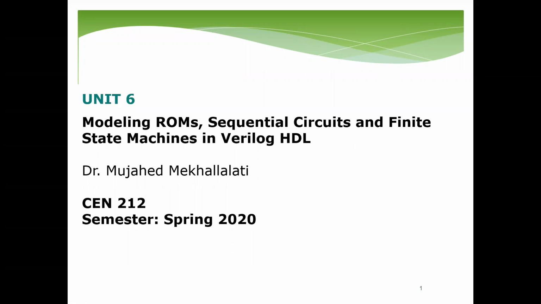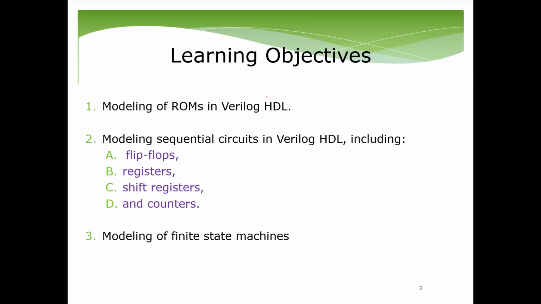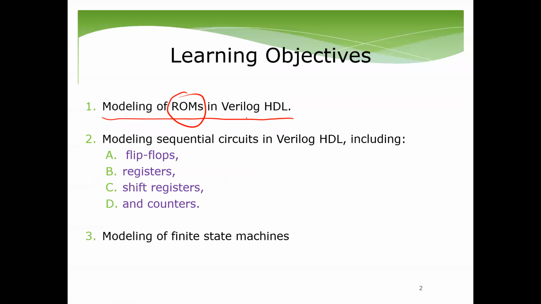Today we will start the last unit of this course, which is Unit 6. In Unit 6, we will cover three topics. First one is modeling of ROMs in Verilog HDL. We already talked about ROMs in Unit 2 at the section of PLDs. So ROM is one of the PLD structures.